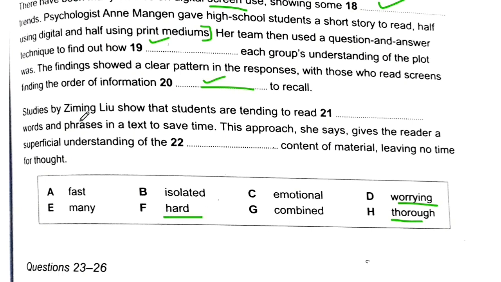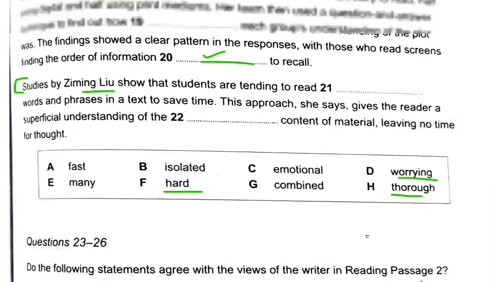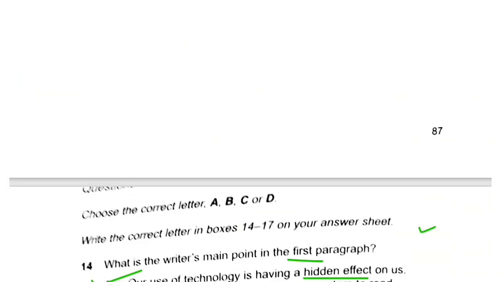And we can see then they're talking about Zhang and Liu. I will be moving to the next paragraph. Studies by Zhang and Liu show that students are tending to read dash words and phrases in a text to save time. This approach, she says, gives the reader a superficial understanding of the dash content of the material, giving no time to thought. And see here they're not given anything about the reading content with the medium yet.